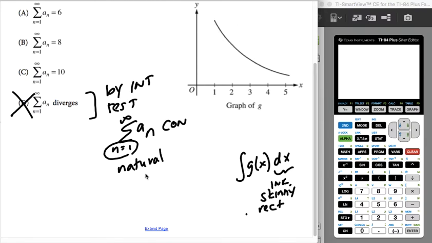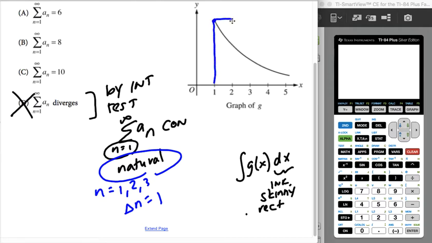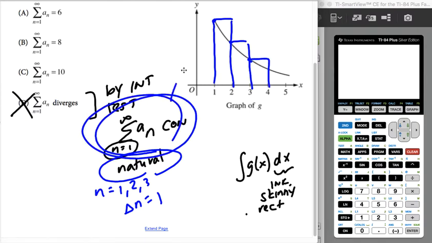But because these are natural numbers, they go by ones, right? Like n is 1 and then 2 and then 3. There is no dx. The change in n is always a 1. So essentially what you're looking at is an approximation that looks like this. The short version is that this Riemann sum is going to look like this, meaning it is always going to be physically higher than the curve.